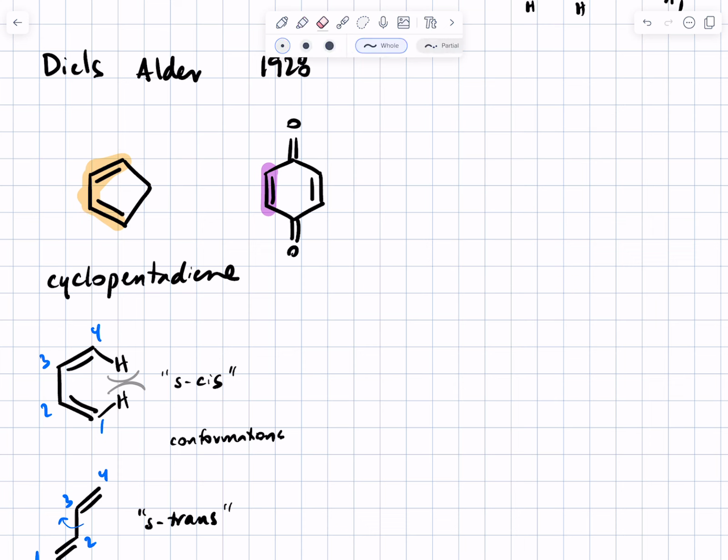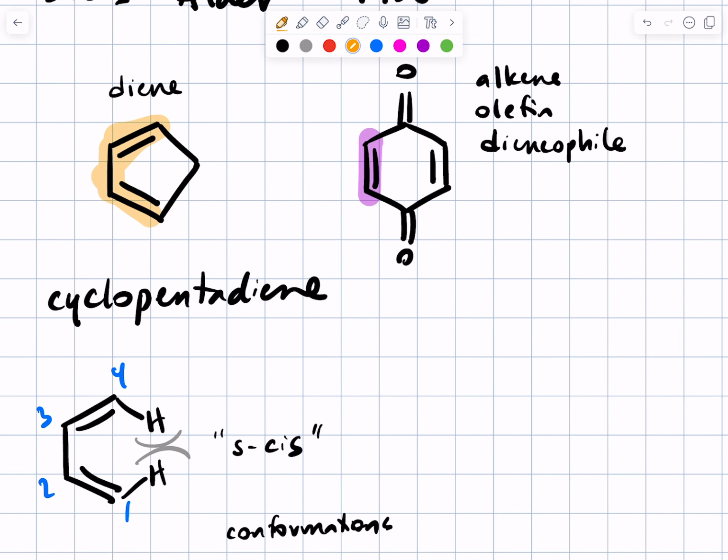That's dumb, isn't it? But that's the language people use to talk about the Diels-Alder reaction. The diene makes sense. Rather than say the thing that reacts with the diene, or rather than say the alkene or the olefin, people will call this the dienophile. We're going to number the carbons of the diene like this, 1, 2, 3, and 4. We'll number the carbons of the dienophile 1 and 2.